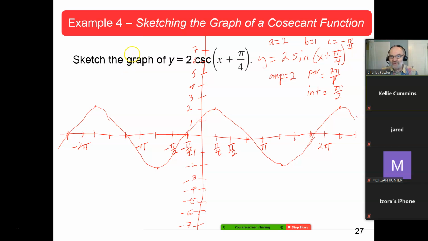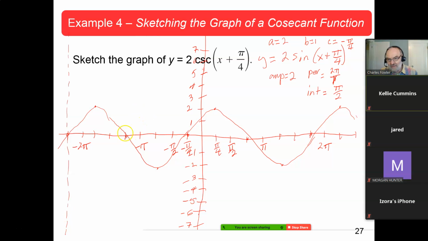To do the cosecant function, once you get the sine function done, that's the work. The cosecant function is this. Okay, find your intercepts and make those vertical asymptotes.